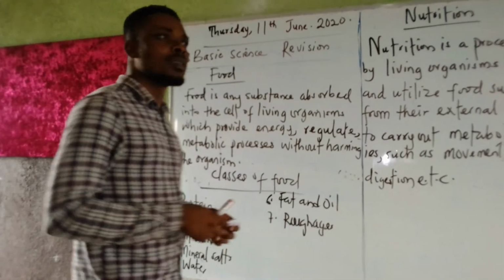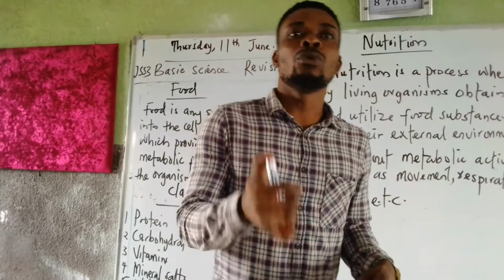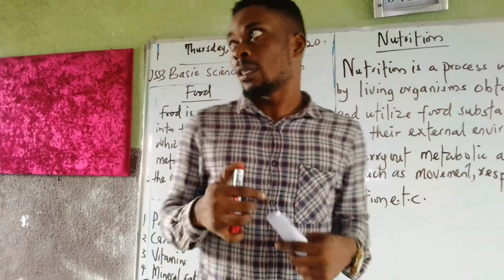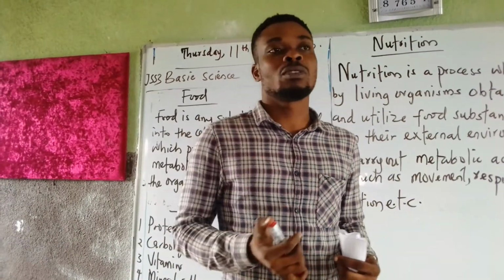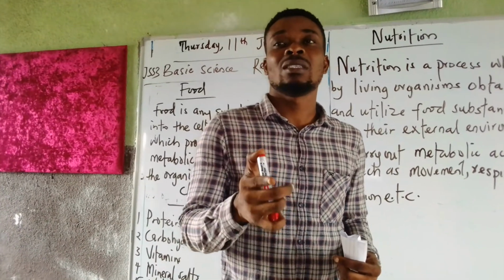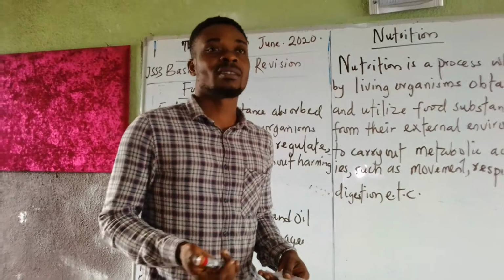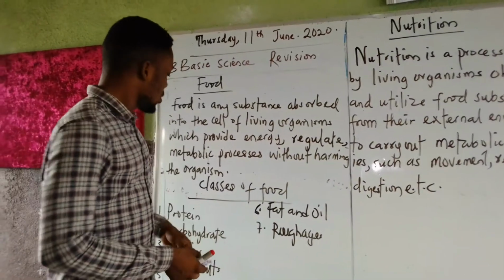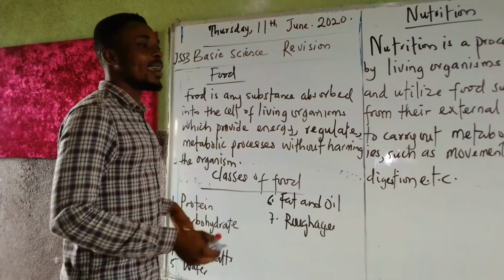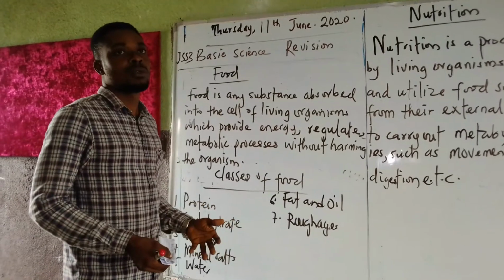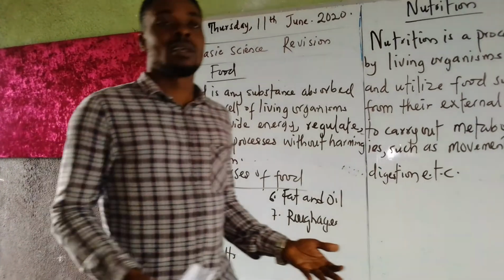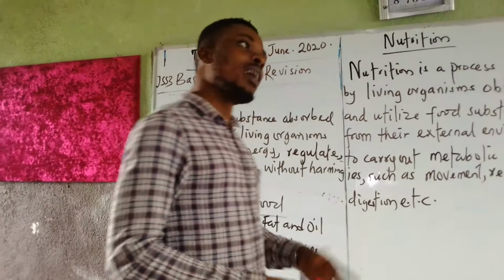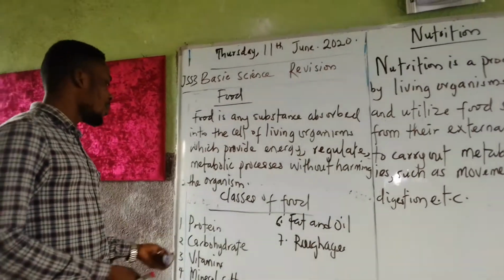Protein. What are proteins? Proteins are body building food. They also help in repair of worn out tissues in the body. Examples of protein are beans, meats, and fish. These are proteinous foods. We have carbohydrates. These are energy giving foods. Examples are yam, plantain, and cocoyam. These are carbohydrates.